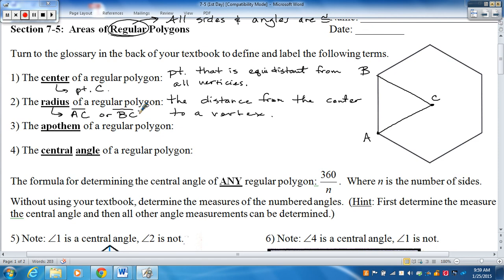The apothem. Now, I'll be shocked if you guys have used the term apothem before, but the apothem is the distance from the center perpendicular to a side. So the distance from the center, not circle, center of polygon, comma, perpendicular to a side.